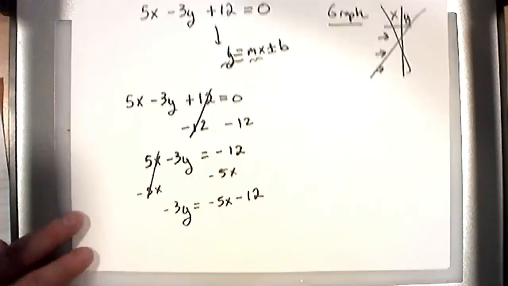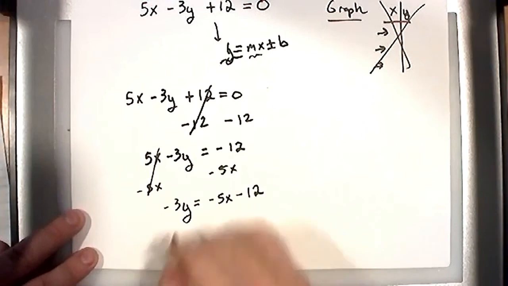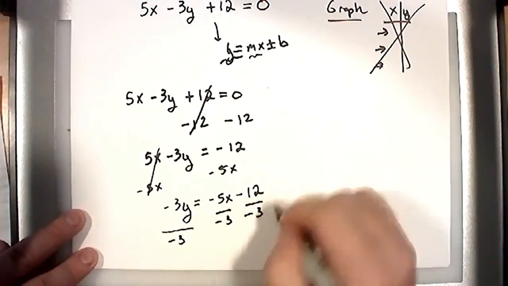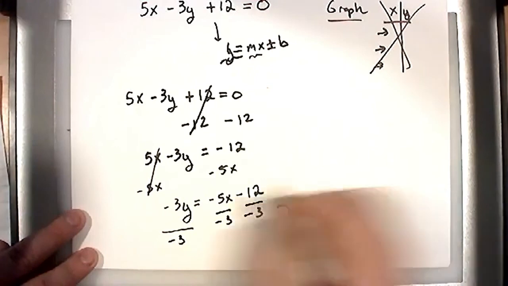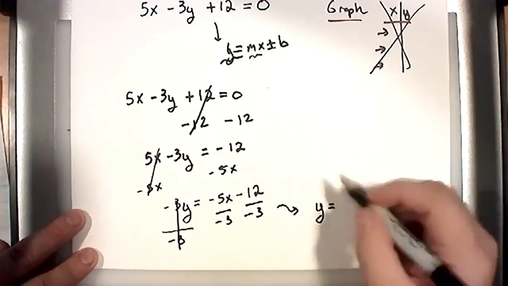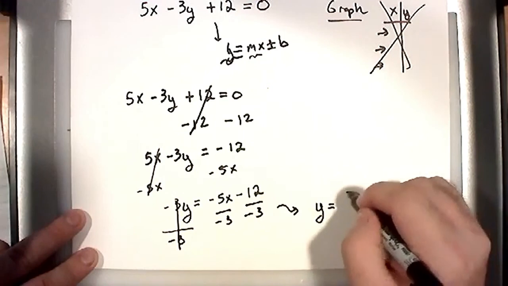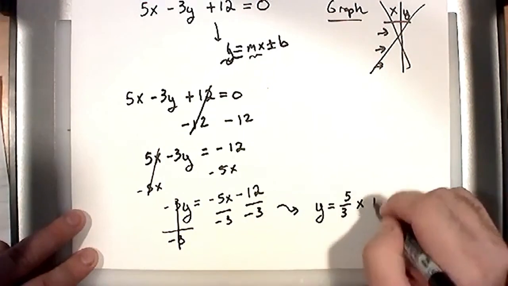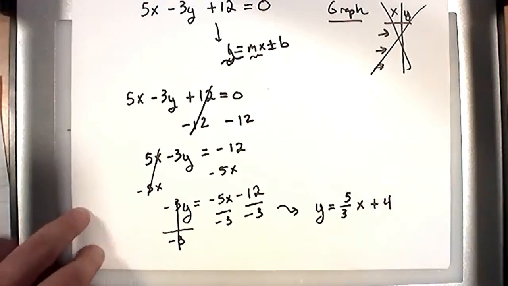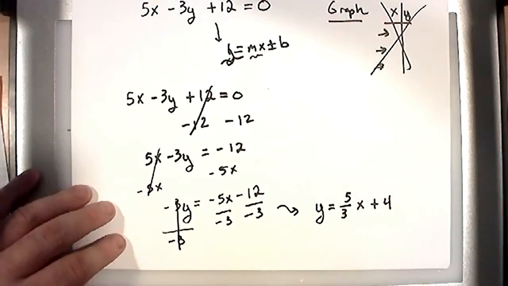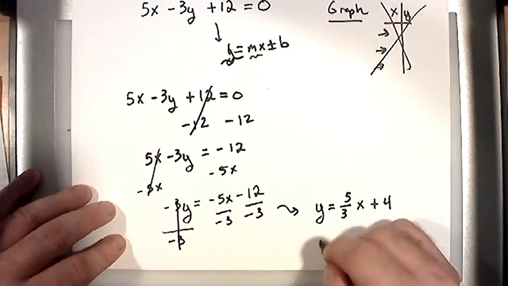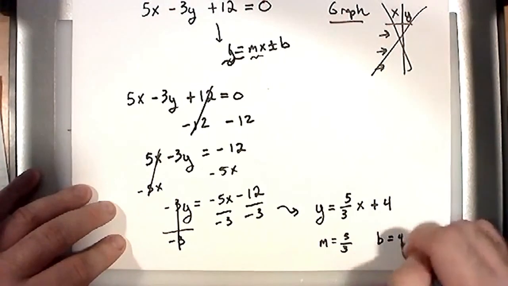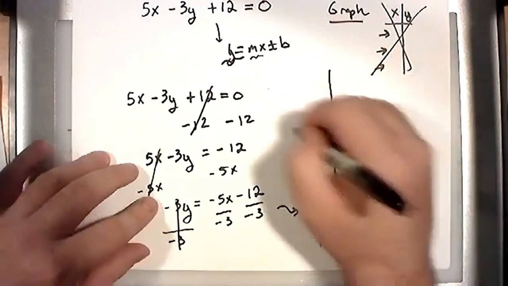Now we need to get y by itself. So I'm going to divide by negative 3 here, here, and here, leaving us with y on the left side equals negative 5 and negative 3 is positive 5 over 3 x. Negative 12 and negative 3 is positive 4. So now we have y equals mx plus b, y equals 5/3 x plus 4. Our slope is 5/3. Our b is 4. Hopefully I can squeeze that in here.